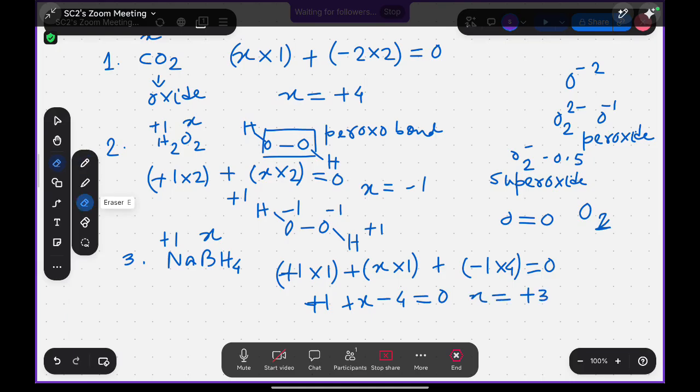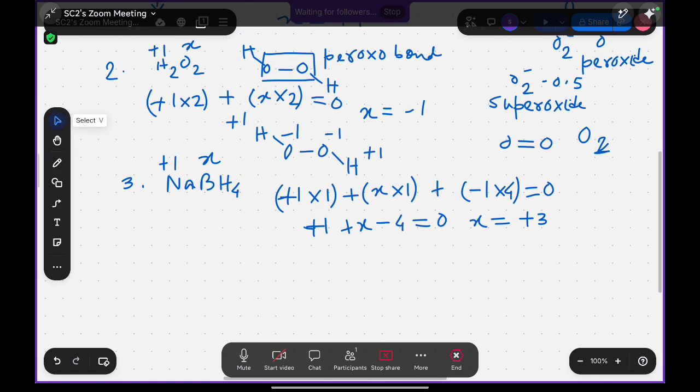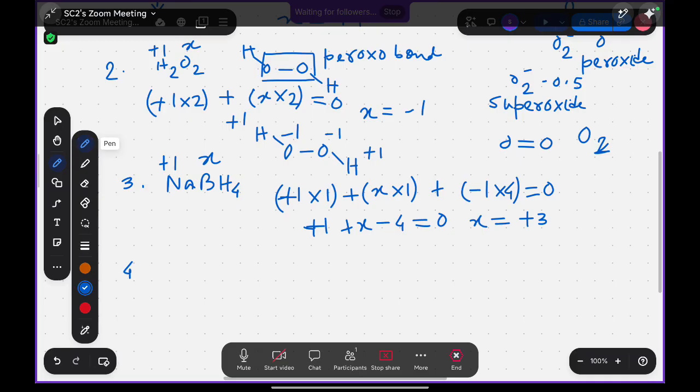That means in sodium borohydride, the oxidation state of boron is +3. The next example is, let's take an example of an ion. Let's take phosphate, PO4 3-, the phosphate ion. Now if I am asked to calculate the oxidation state of phosphorus in phosphate, let's take phosphorus as X.